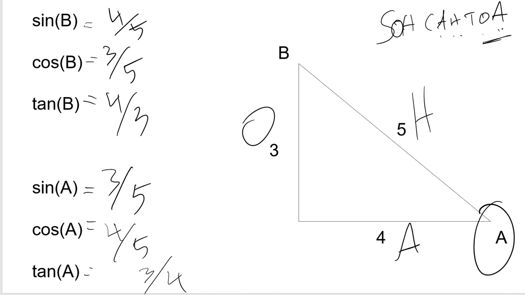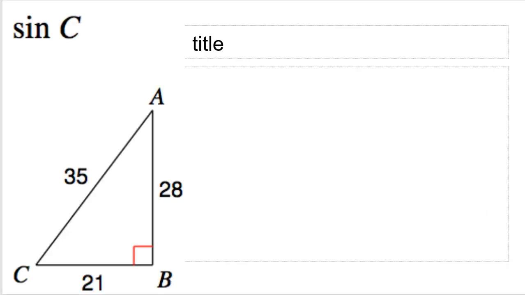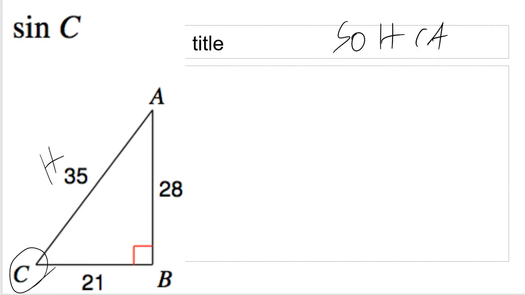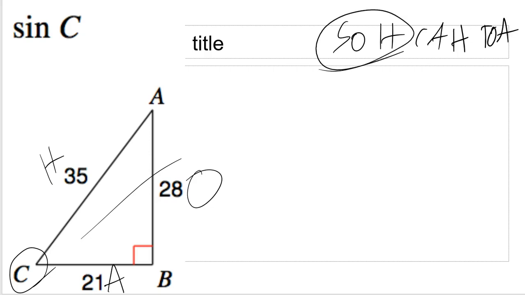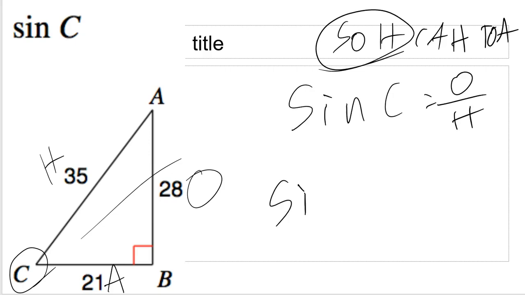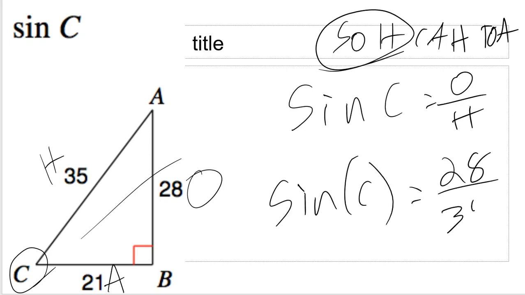Very good. Alright, now I'm going to ask you to write the ratios. Sine of C: once again, let's label C. This is my H. Then the one opposite, if I draw my line right there, is my O, and this is A. Sine is SOH, so sine of C equals O over H. O is 28, and H is 35. And there we go.